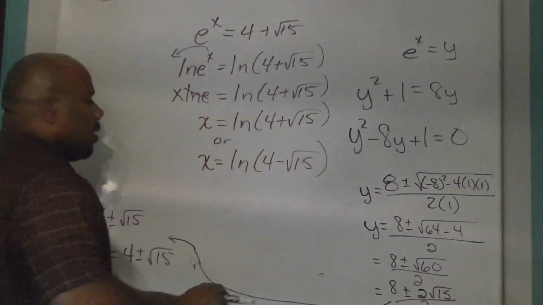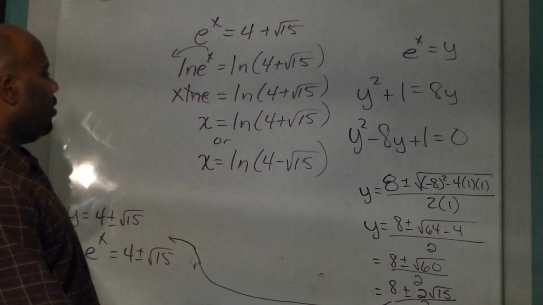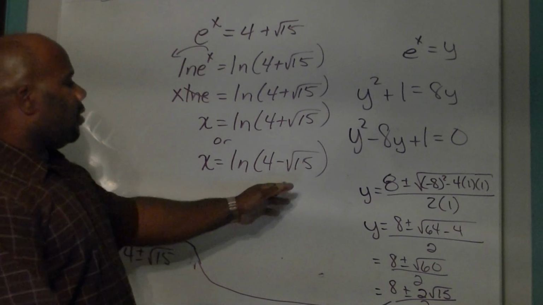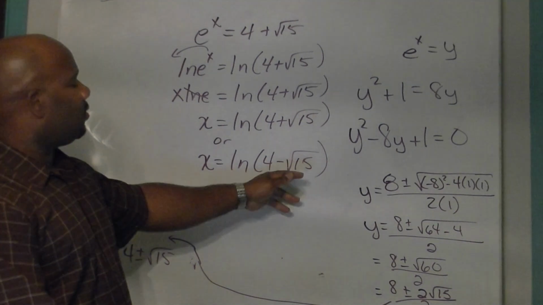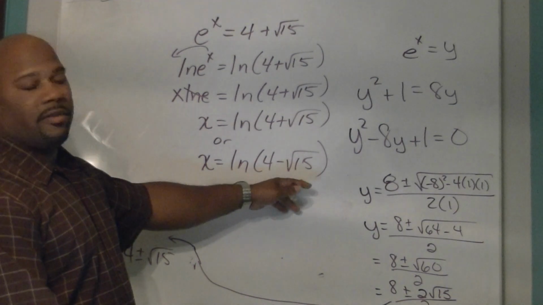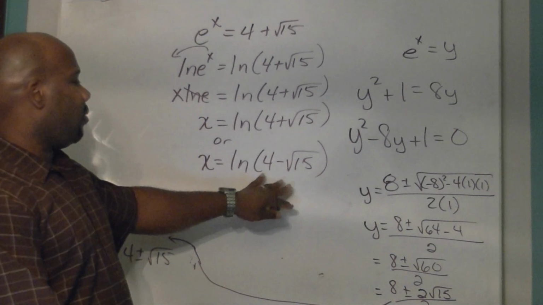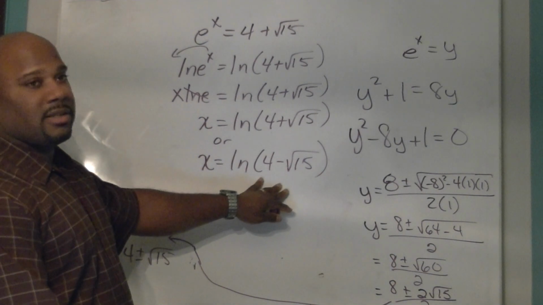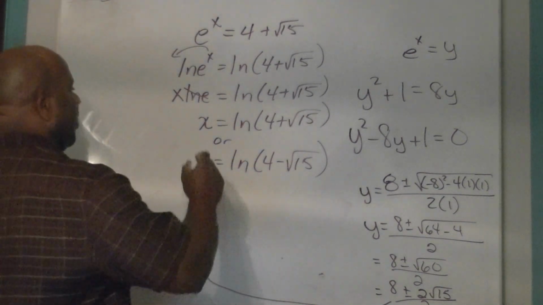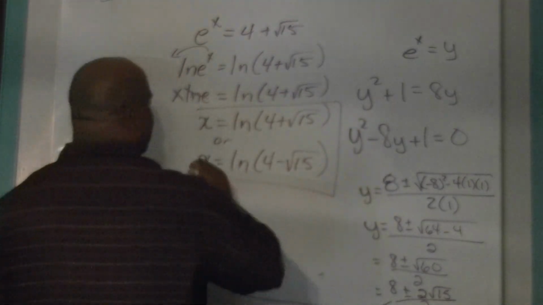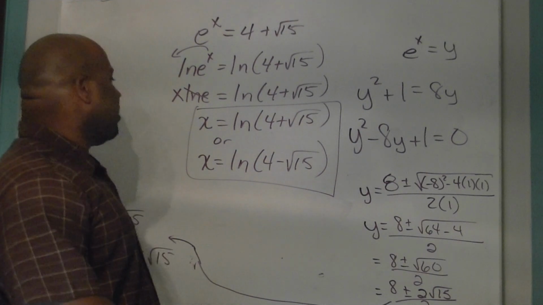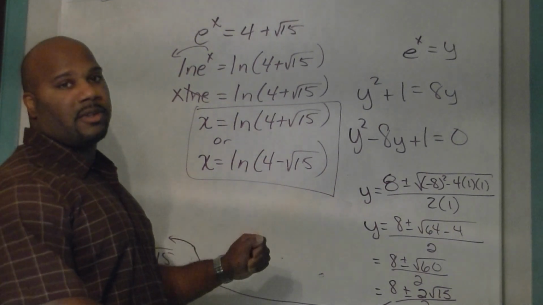Okay. Now the problem here, well, it's not really a problem. It is almost a problem. But if this had been more than 15, or let's say more than 16, I'd have had ln of a negative number, which means this wouldn't have worked. But right now, it's okay. It's still going to be positive because 4 is greater than the square root of 15. So my answers are x equals ln 4 plus square root of 15, or x equals ln 4 minus square root of 15.